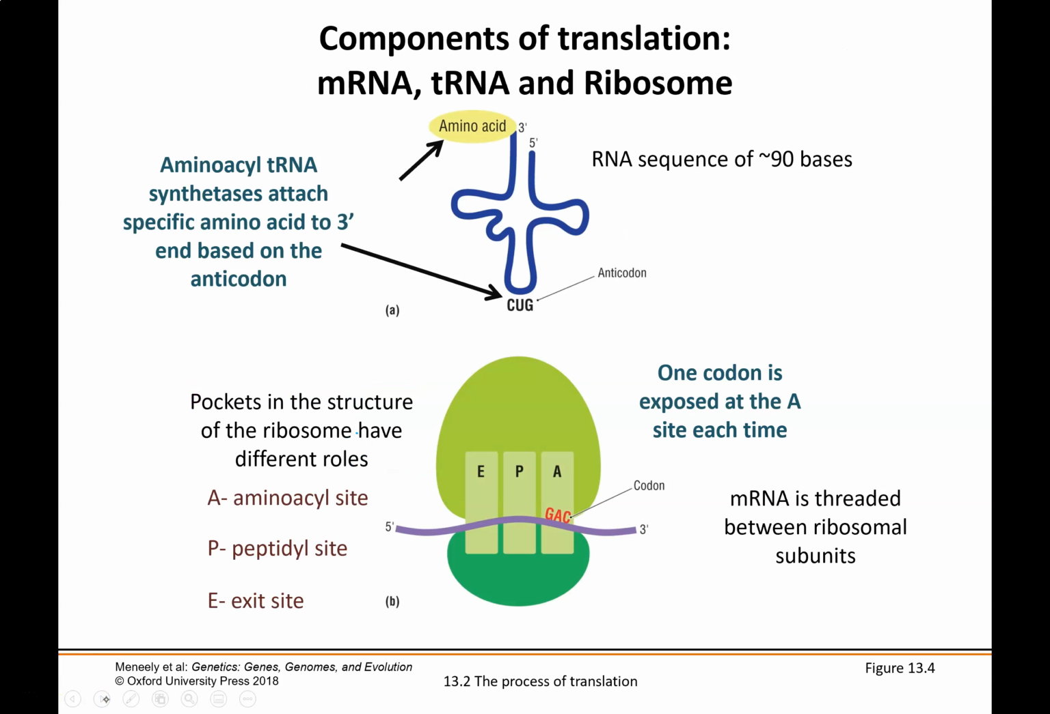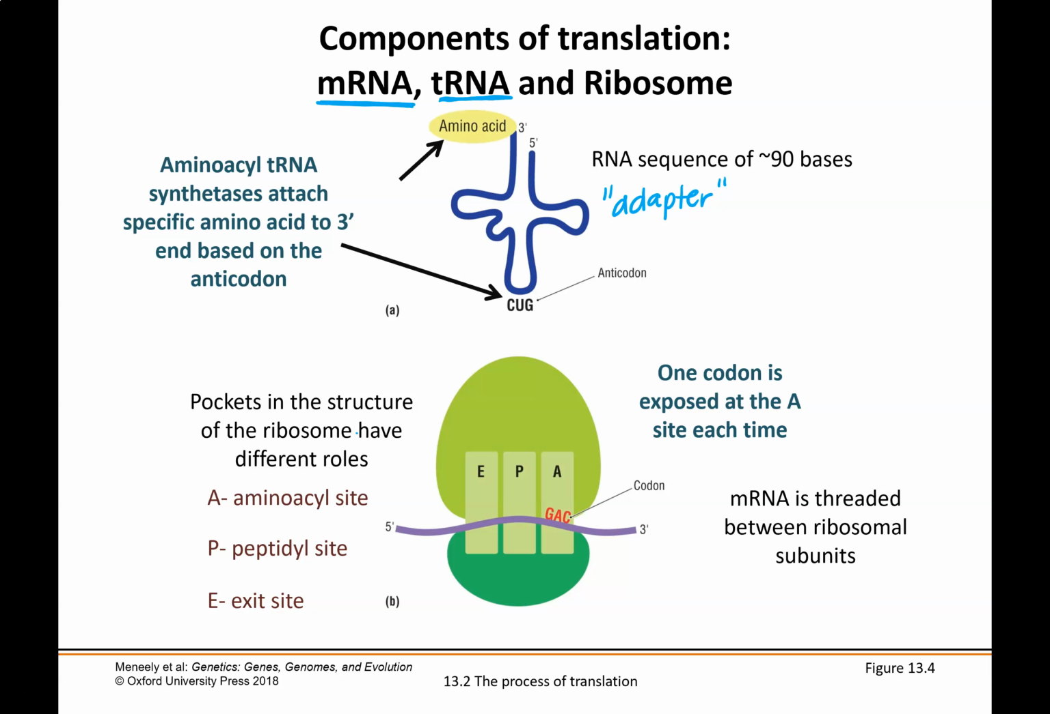So let's talk about the process of translation. Let's start with the components that we need for this process to occur. So the first thing we need is that messenger RNA that was produced in transcription. This is the code for our genes. We also need a transfer RNA. A few minutes ago, I said that we needed a sort of adapter molecule or a translator molecule that is going to actually interpret that messenger RNA and translate it into the language of amino acids.